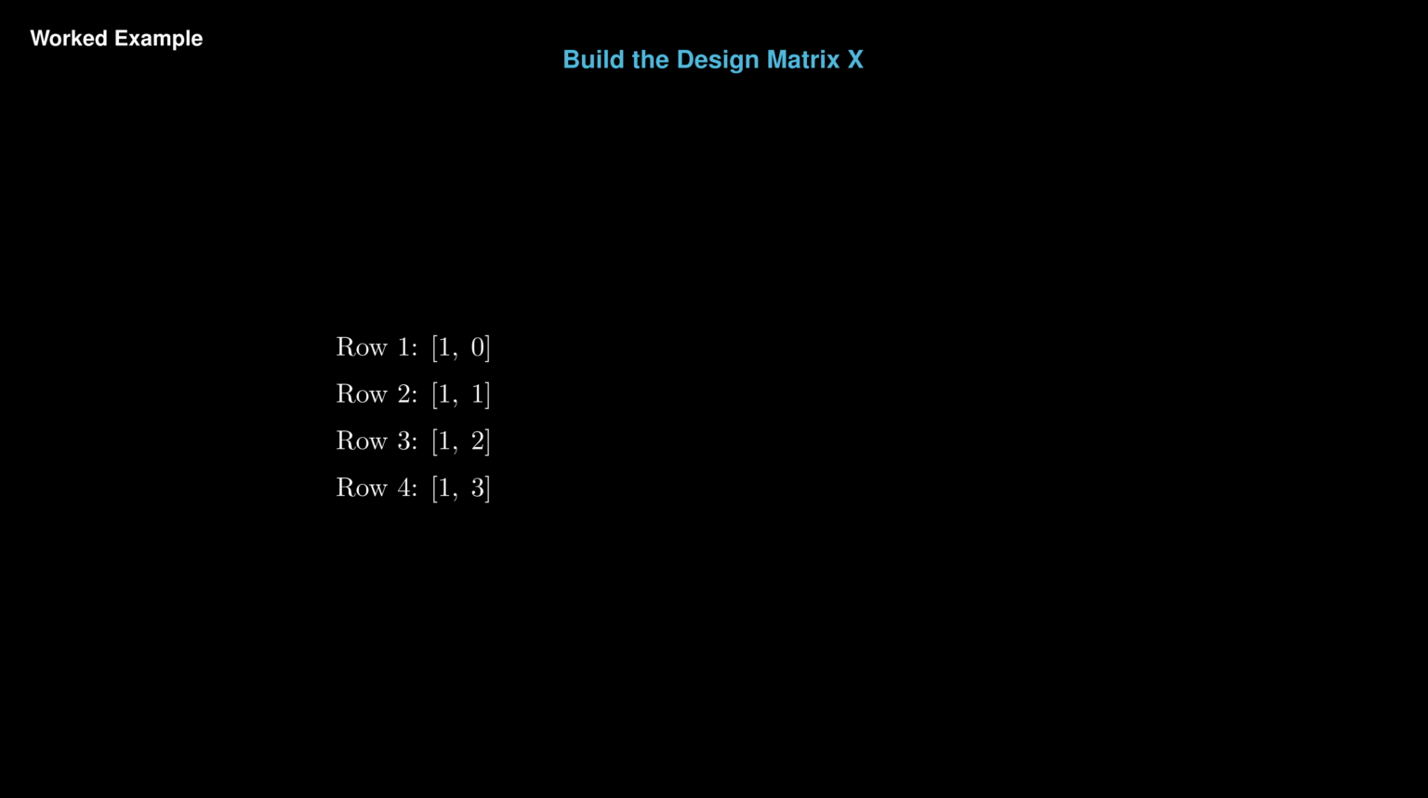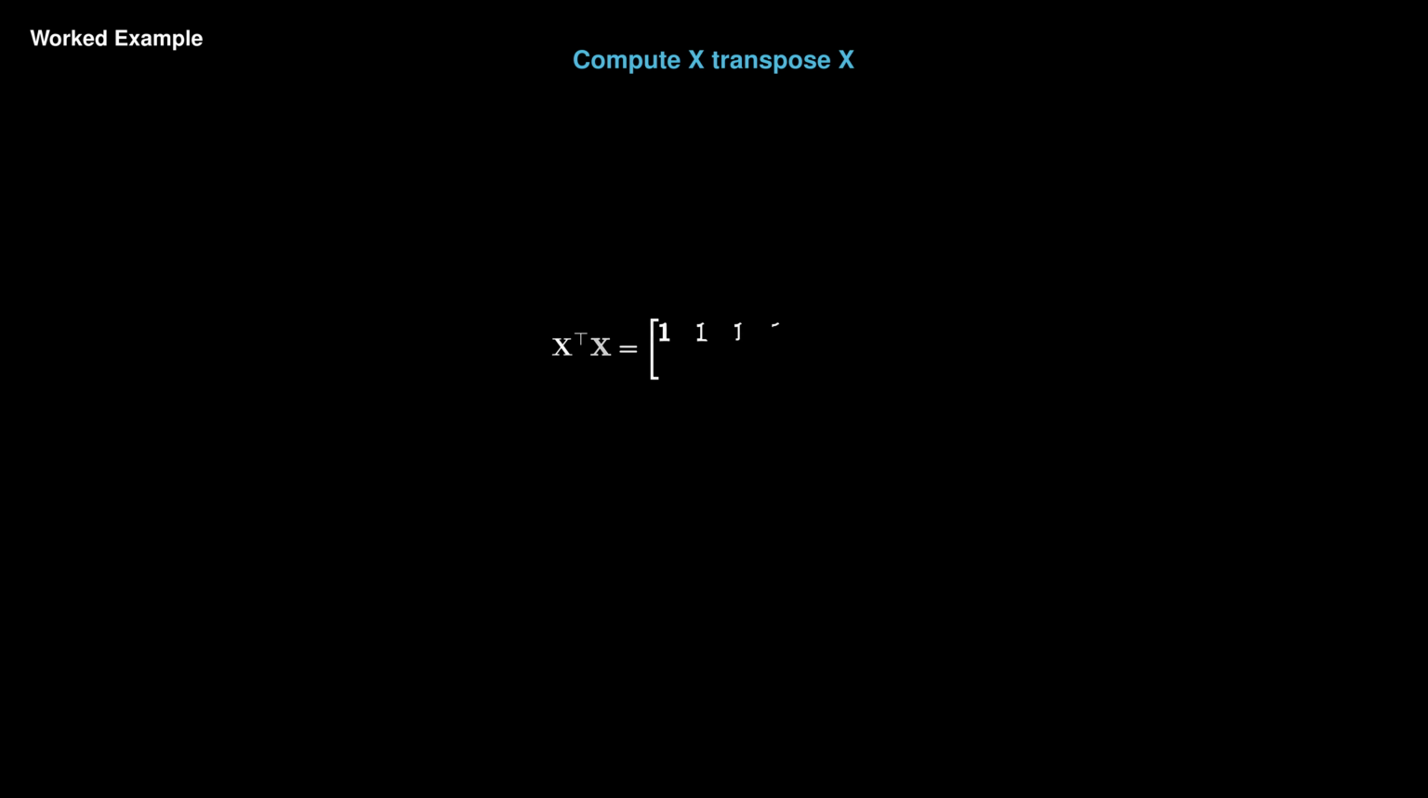First, build the design matrix X. Each row has a 1 for the intercept and the x value. Row 1 is 1, 0. Row 2 is 1, 1. Row 3 is 1, 2. Row 4 is 1, 3. X is a 4 by 2 matrix.